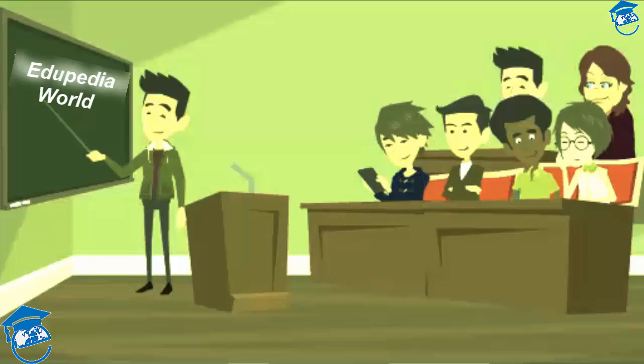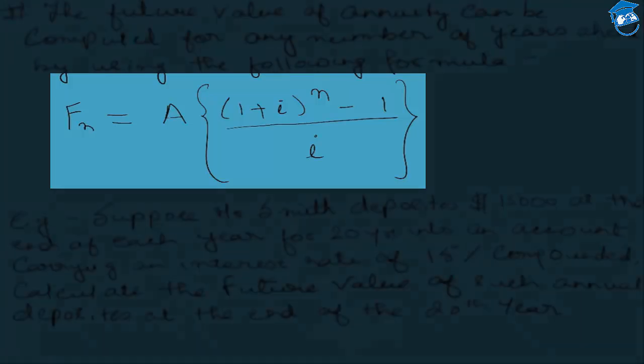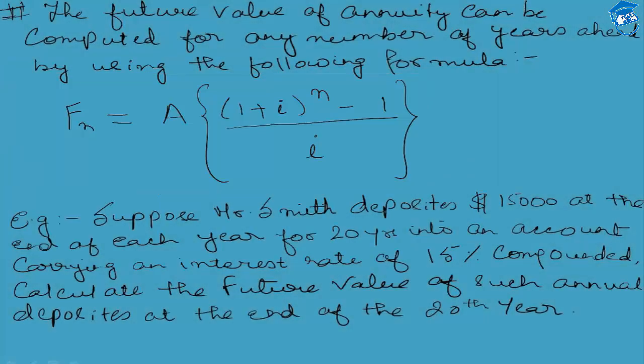So let's continue our discussion. Now, the future value of an annuity can be computed for any number of years ahead by using the simple formula Fn is equal to A within bracket 1 plus I raised to the power of n minus 1 whole upon I bracket closed. Once again, students, take a very careful look at this. The future value of an annuity can be computed in a straightforward manner, that is Fn is equal to A within bracket 1 plus I to the power of n minus 1 whole upon I bracket close.